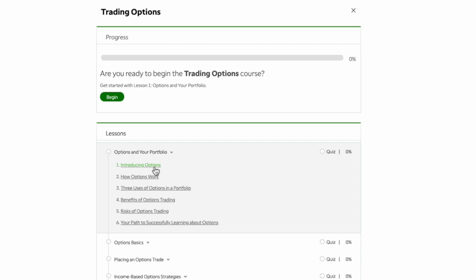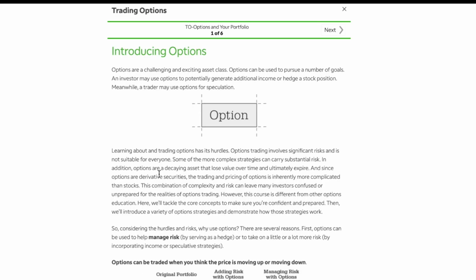Introducing options. Options are a challenging and exciting asset class. They can be used to pursue a number of goals. An investor may use options to potentially generate additional income or hedge a stock position. Meanwhile, a trader may use options for speculation.